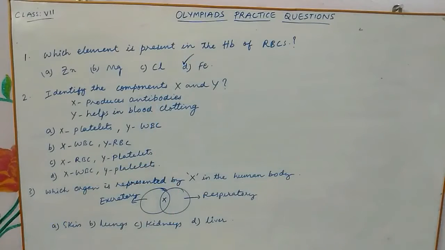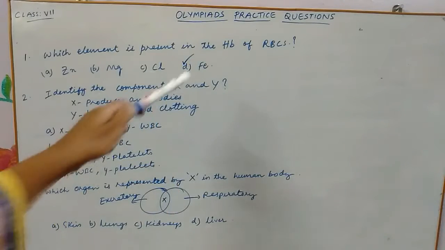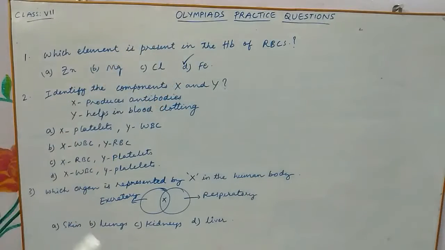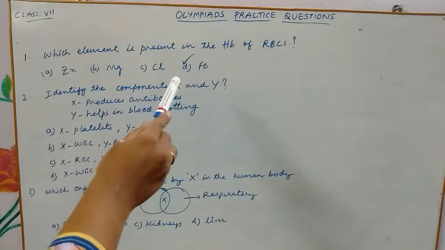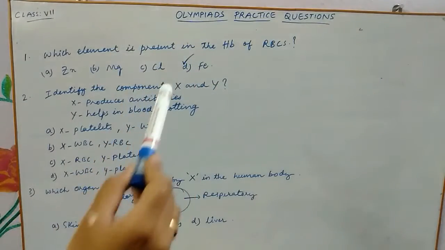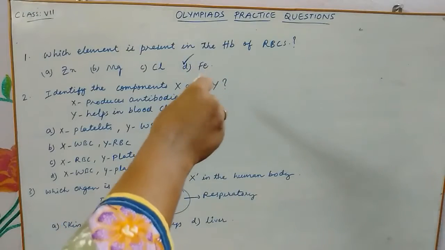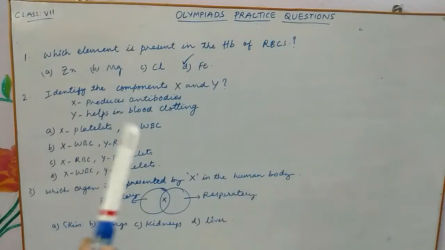So we get a condition called anemia if there is a lack of, or lesser amounts of, this iron in hemoglobin, right? Deficiency of iron leads to anemia, right children? So what is that element that is present in hemoglobin? You should know that it is iron.